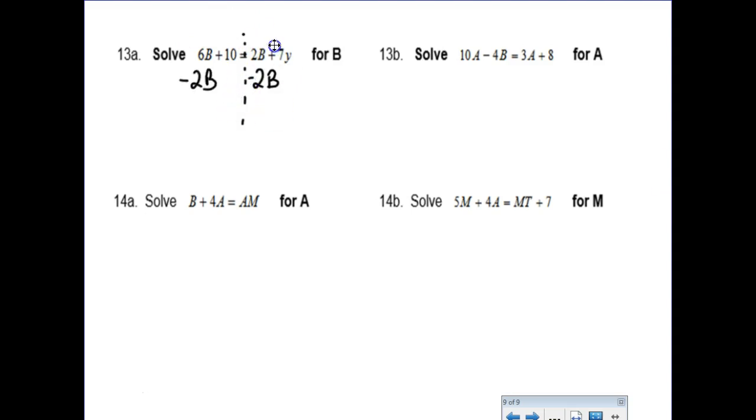And then anything that's not a b, move it to the right. So I'm going to subtract this 10 over here. And this is where it gets kind of messy. Some things combine, some things don't. So 6b minus 2b, that is a 4b. You can combine those. And then there's nothing else over here.